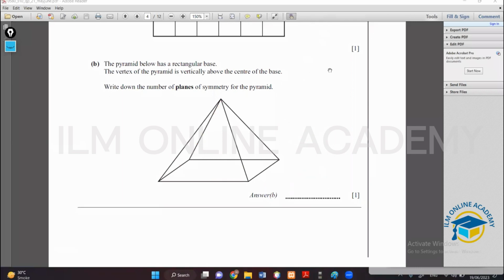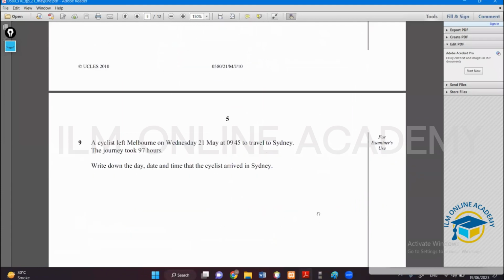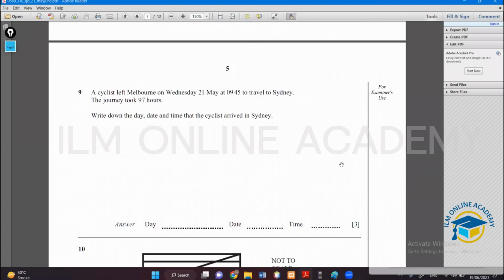Okay, you just have to see how many times you can cut it into half.